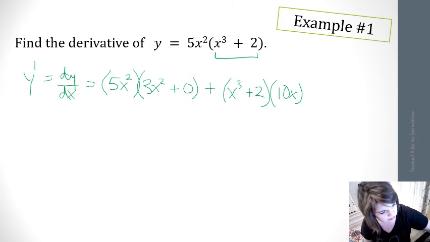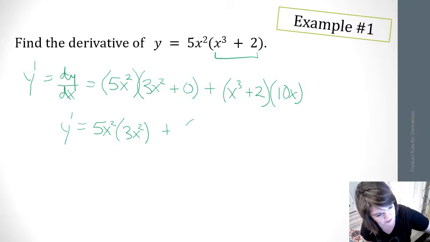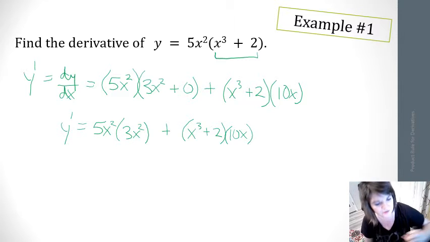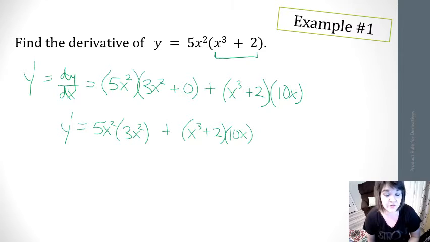And now I'm just going to simplify this. So y prime, we have 5x squared times 3x squared plus x cubed plus 2 times 10x. Now, could I multiply this out further? Absolutely. But there's really not a point in doing that at this point.